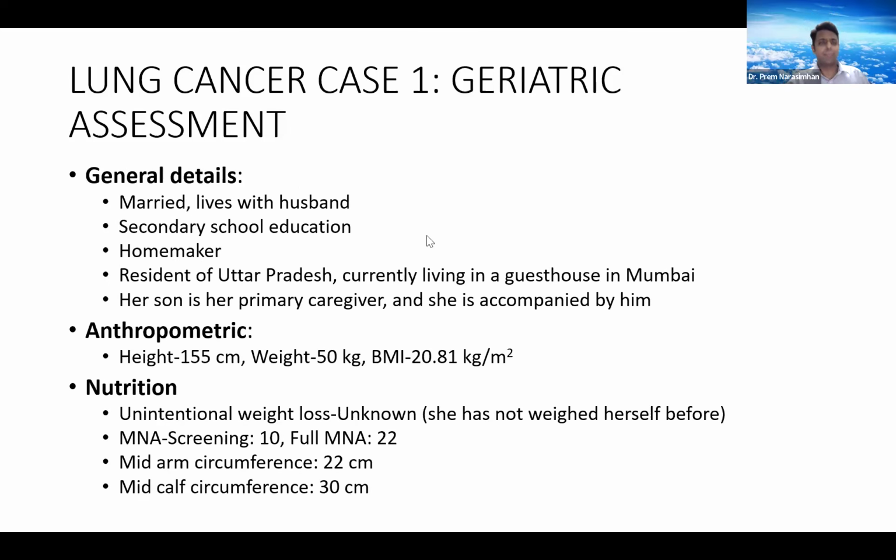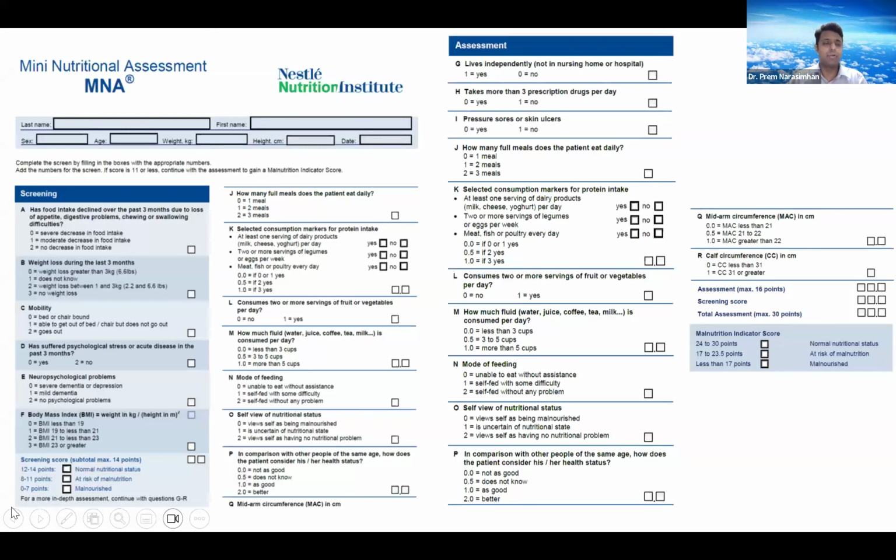So quickly, just going through the background, general details: married, lives with husband, secondary school education. She's a homemaker, resident of UP, currently living in a guest house in Mumbai. Her son is a primary caregiver. She's accompanied by him, and height and weight as specified. So BMI is 20.81. Unintentional weight loss is unknown. MNA screening is 10. Full MNA is 22. Mid-arm circumference is 22, and mid-calf circumference is 30. So this is how the MNA sort of looks.